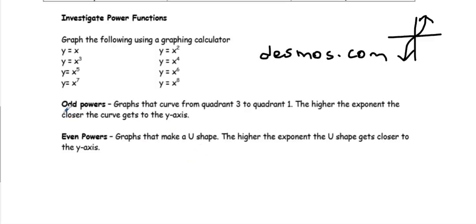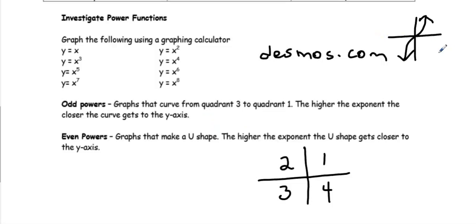All right, so now what we should have observed is that the graphs, the power functions with odd powers create graphs that go from quadrant 3 to quadrant 1. So when we're talking about quadrant numbers, hopefully you know how they're numbered. This is 1. It goes counterclockwise. 1, 2, 3, 4. Okay? So graphs that curve from quadrant 3 to quadrant 1 have odd power exponents. And the higher the exponent, the closer the curve gets to the y-axis.